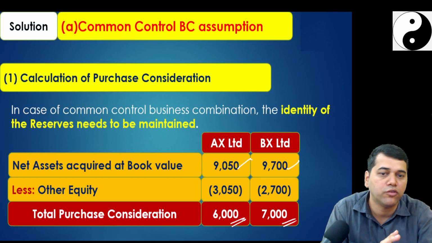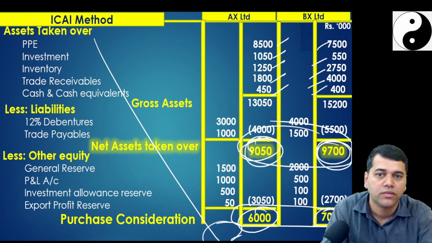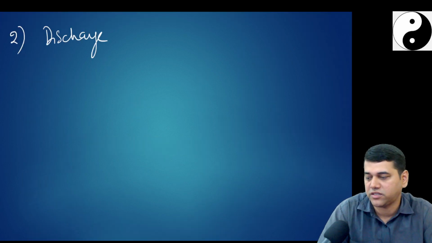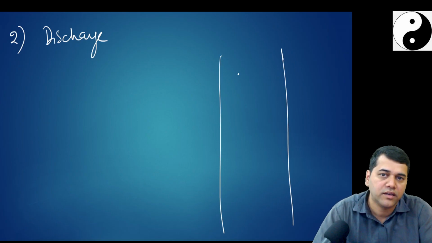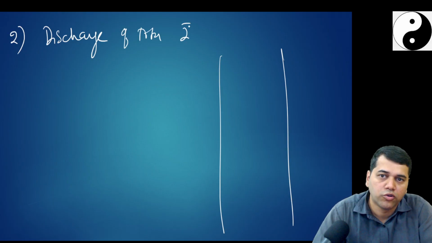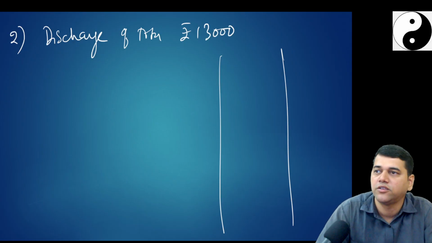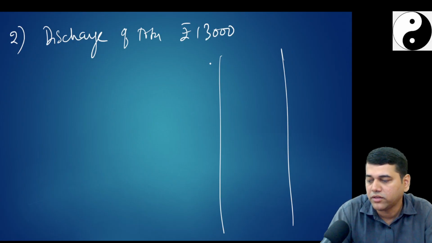Okay, so first we calculated the purchase consideration, then we have to discharge it. Okay, how do you discharge it? AX Limited, write the heading, discharge of total rupees 13,000. How did you get 13,000? That previously we calculated 6,000 plus 7,000.